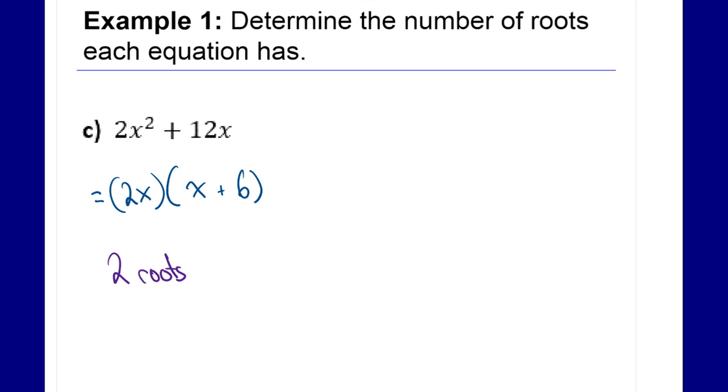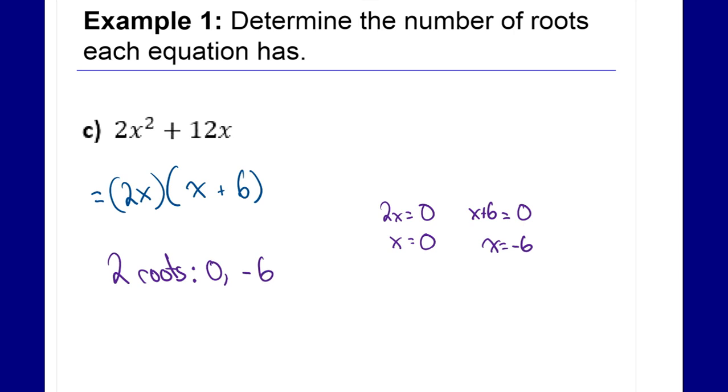And we might think, okay, well, how do I get 2 roots here? Well, we can set both of these equal to 0. 2x is equal to 0. Divide both sides by 2. X is equal to 0. X plus 6, I could just look at that and get my answer, or I could say, okay, x plus 6 equals 0. Move the 6 over. X equals negative 6. So my 2 roots are 0 and negative 6.